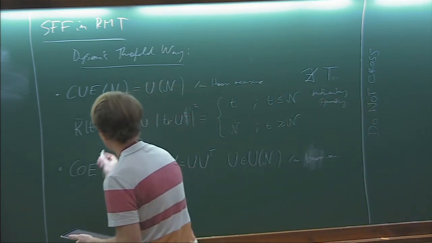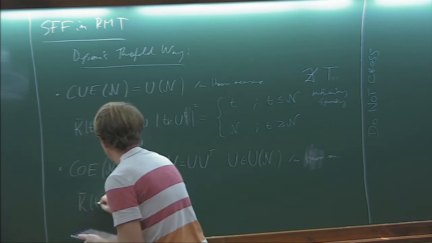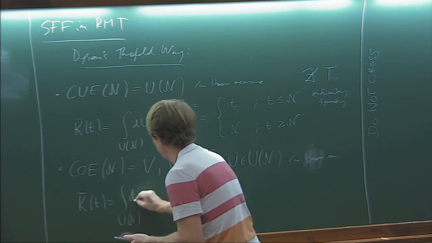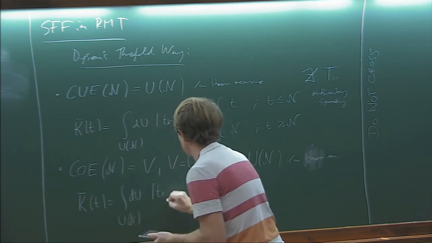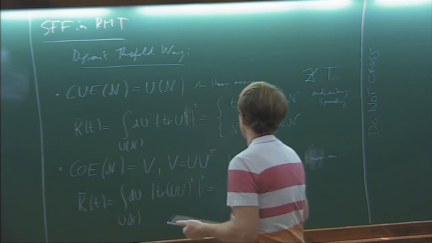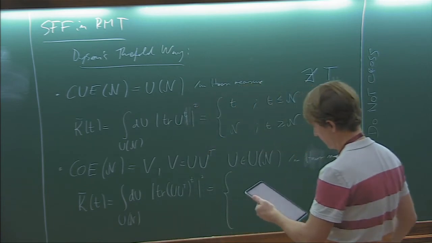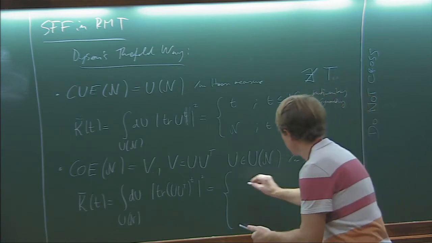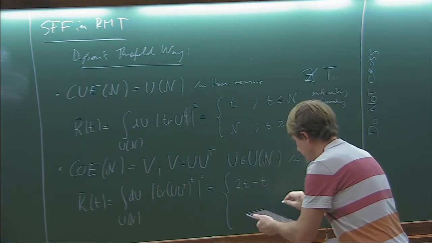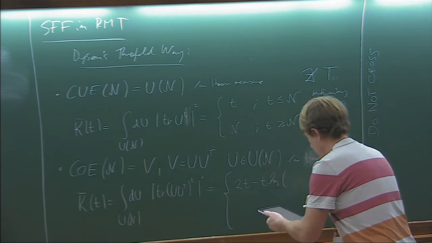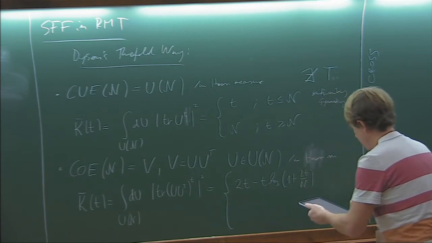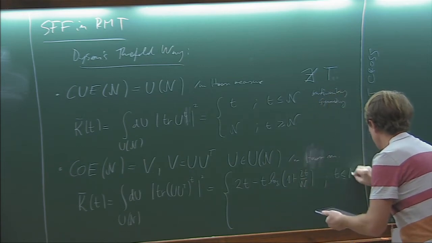And then this defines the spectral form factor. Again, there's an integral over the unitary group. This again can be calculated, but it's not so easy. Basically, it goes like 2t minus corrections, t log(1 + 2t/n), for t less than n.